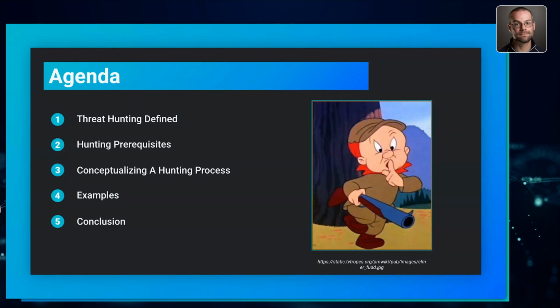Once we have an idea of what threat hunting means, we will then move into the prerequisites for hunting and get to conceptualizing a hunting process. We'll flesh this understanding out with some examples and then have some concluding thoughts for where threat hunting fits into the broader security landscape and how it can assist more regular or standardized security workflows.